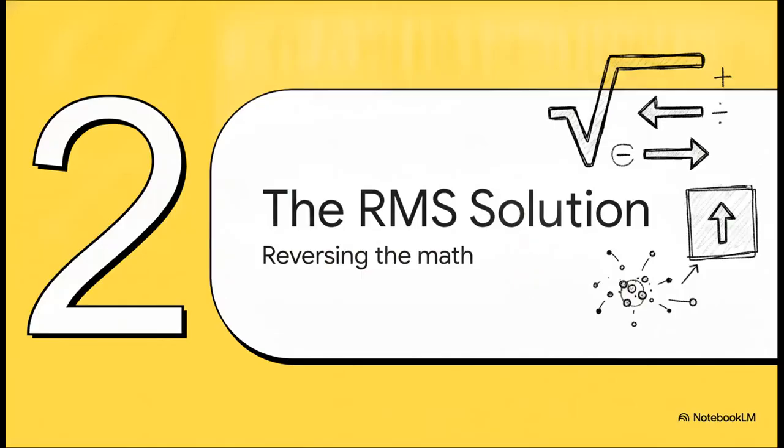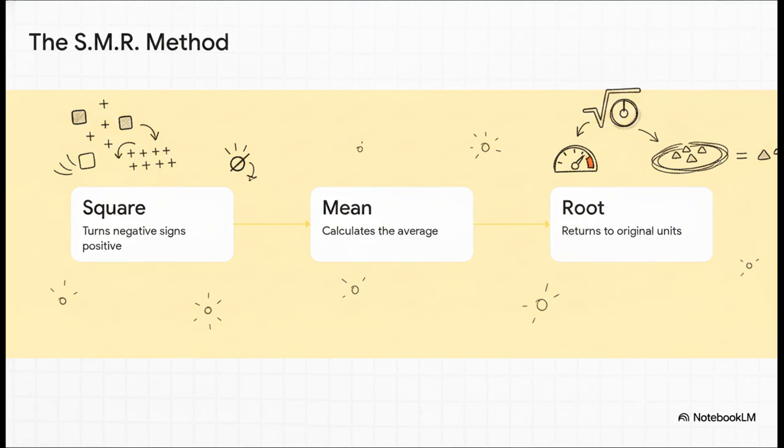Which brings us to Section 2, the RMS solution. This is where we reverse the math to find the truth. Here is the secret workaround physicists use. Even though the term is root mean square, I highly advise you to read the math backwards as SMR. First up, we square all the individual velocities. Squaring a negative number makes it positive, right? Which beautifully eliminates that whole cancellation problem entirely.